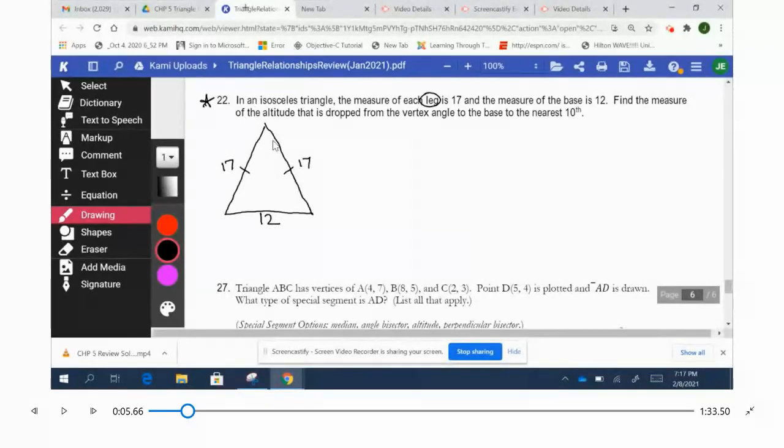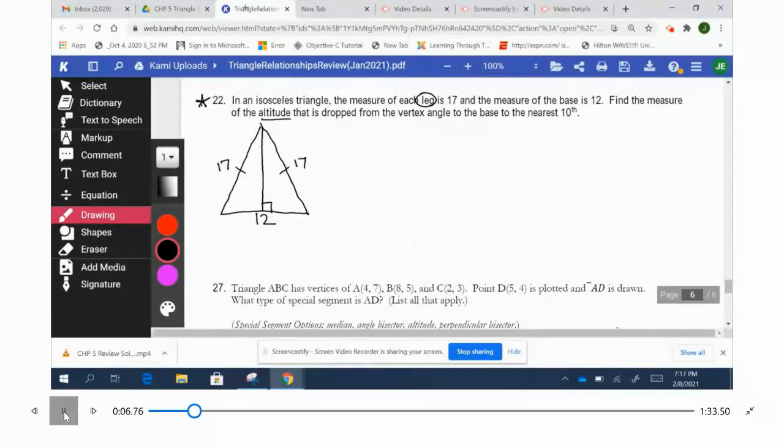We're going to have to draw in our own altitude from the vertex angle up here to the base. Okay, that's going to split the 12 into two equal parts, 6 and 6. Now, this is only a guarantee because it's an isosceles triangle. We could actually prove that these two triangles are the same. These two halves are the same by HL if we needed to, but we don't.